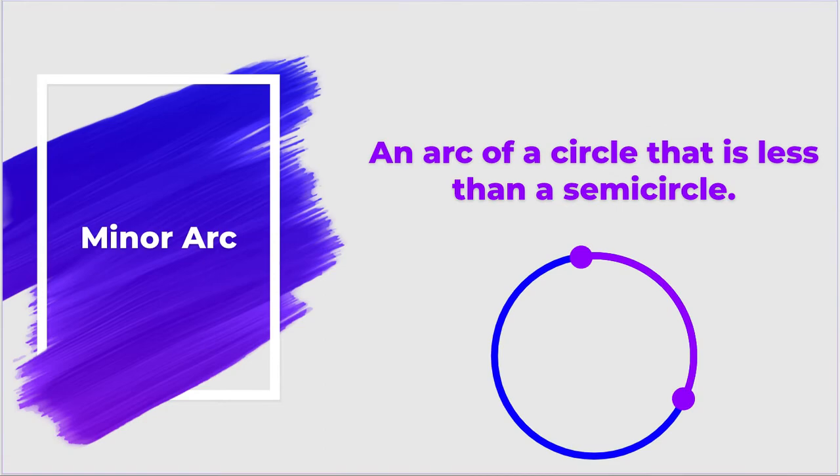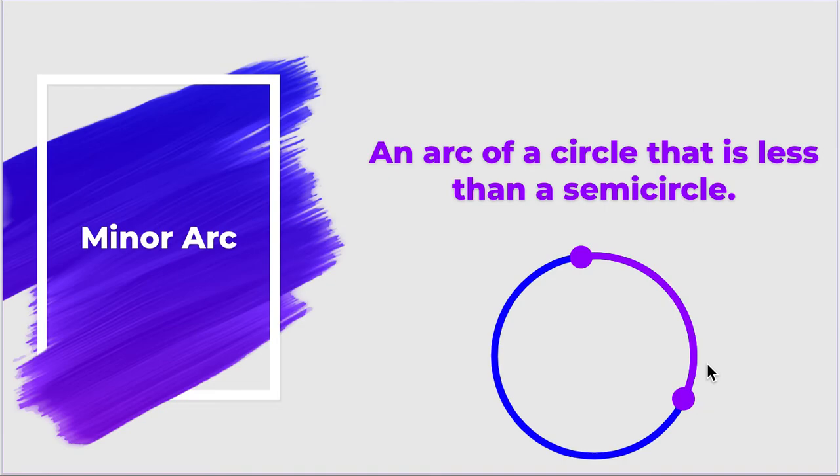So the next type of arc is called a minor arc. A minor arc is an arc of a circle that is less than a semicircle, so it's less than half the circle. You'll see this purple arc I have here is less than half. This would be about half if it went all the way over there. It is less than that, so it's considered a minor arc. Don't forget to write that down with a picture.